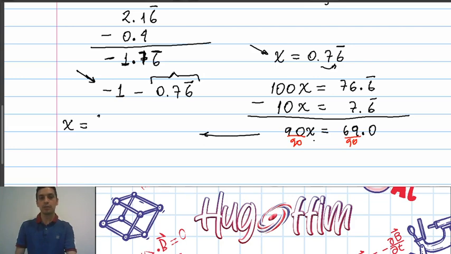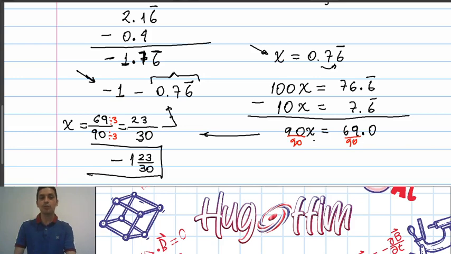x is going to be 69/90. I'm going to simplify my expression. Let's divide by 3. If you like to do this, or if you prefer another method, it's okay for me. If I divide by 3, 90 divided by 3 is going to be 30. 69 divided by 3 will be 23. And now I got 23/30. Look at that, this is the same fraction, so the answer will be -1 and 23/30.